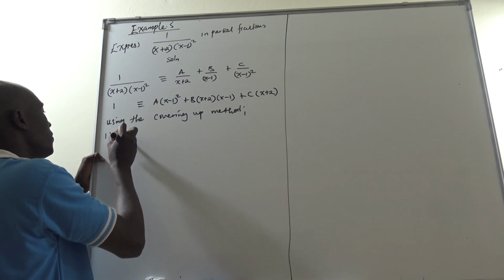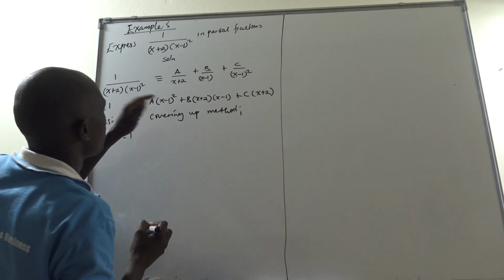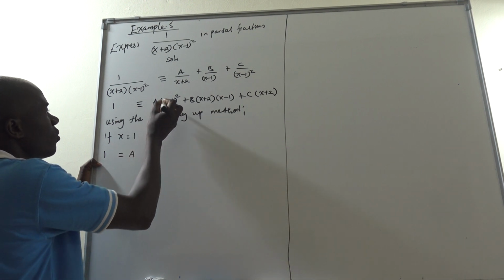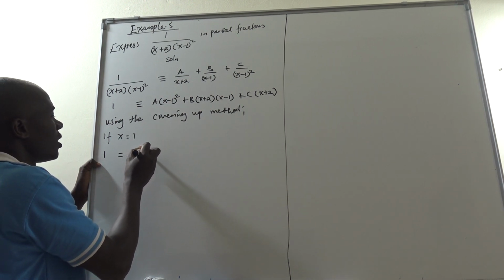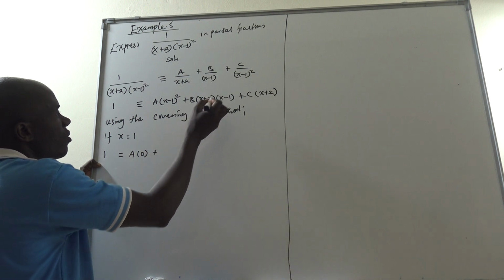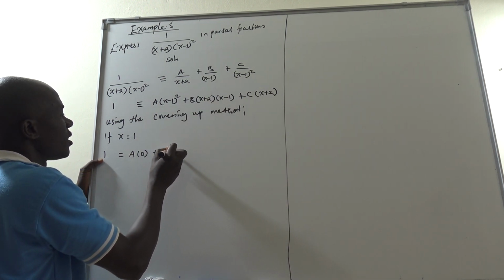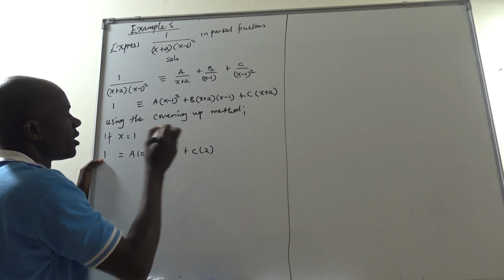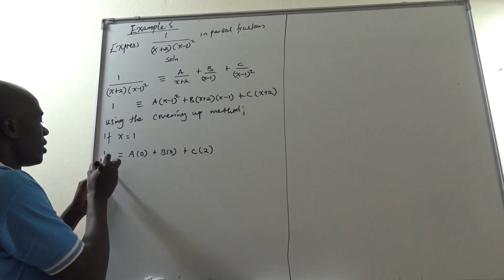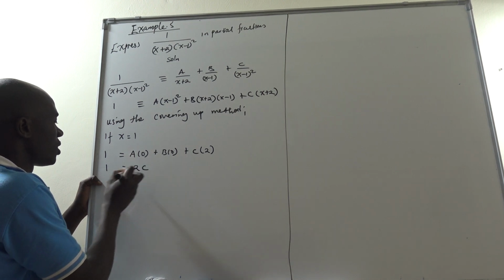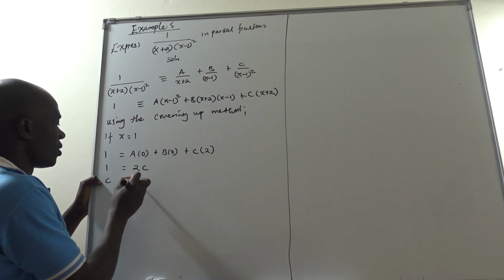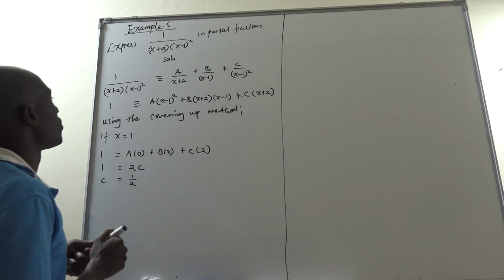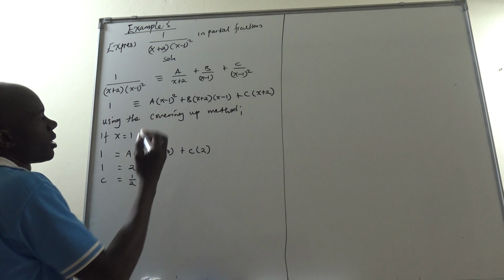You can start by saying if x equals 1, we are getting 1 equals A into (1 minus 1), which gives 0, plus B into (1 minus 1), still affected, plus C into 0 plus 2, you get 2. So we are remaining with 1 equals 2C. So C alone equals a half.